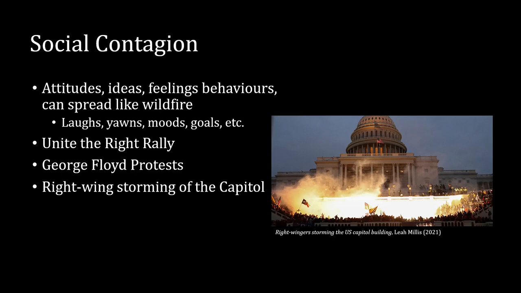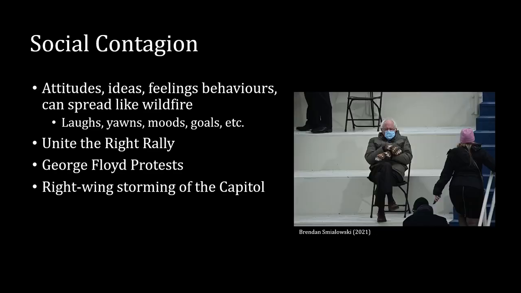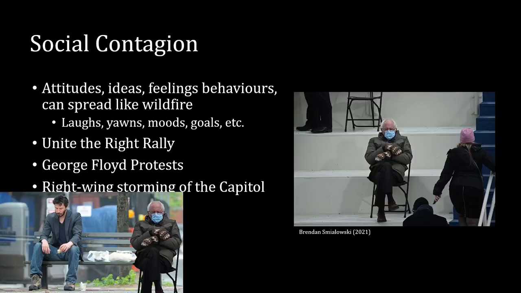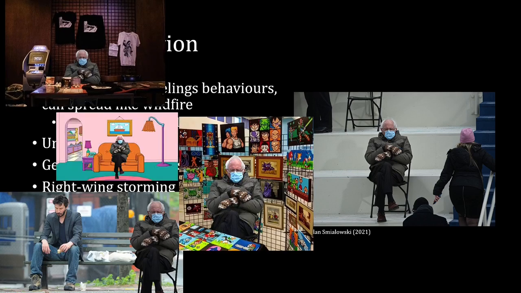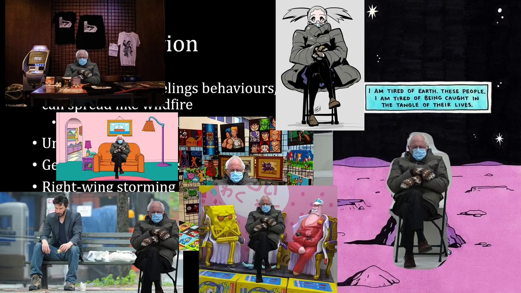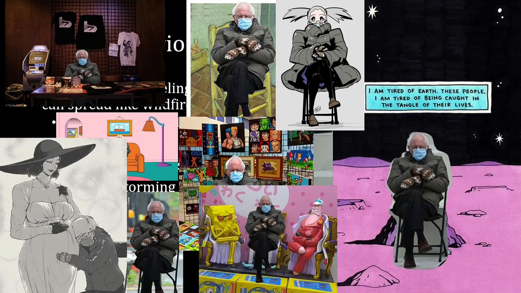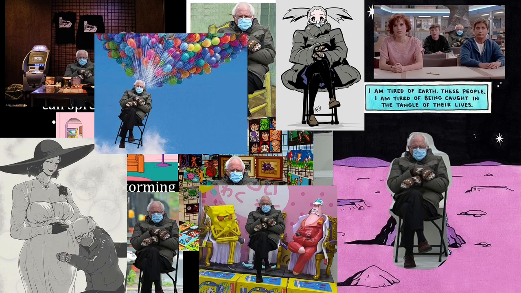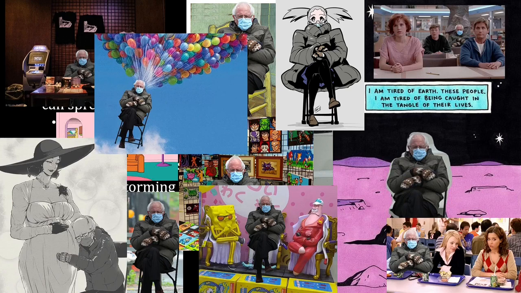So I'll give you a hint. Maybe you've already figured it out from these clues, but if you were online in January 2021, there's a few days where you almost certainly saw this guy around. And if you saw him, you probably also saw him, or him, or him, and so on. So I'm of course talking about memes, right?